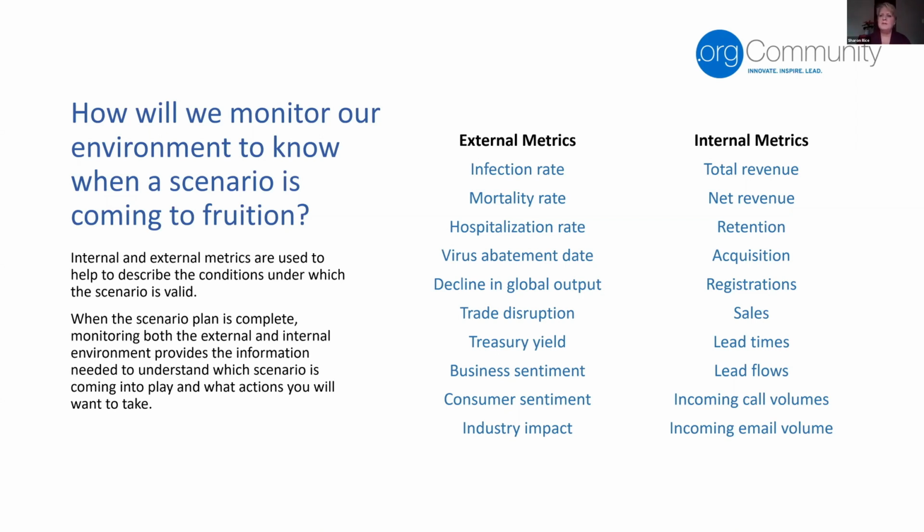From an internal metric standpoint, these are some of the ones that Abe shared as well. Obviously, we're watching total revenue and its impact on net revenue. Why don't I put expense here? What are our expense management indicators? Because expense is in your control. Total revenue is not completely in your control.